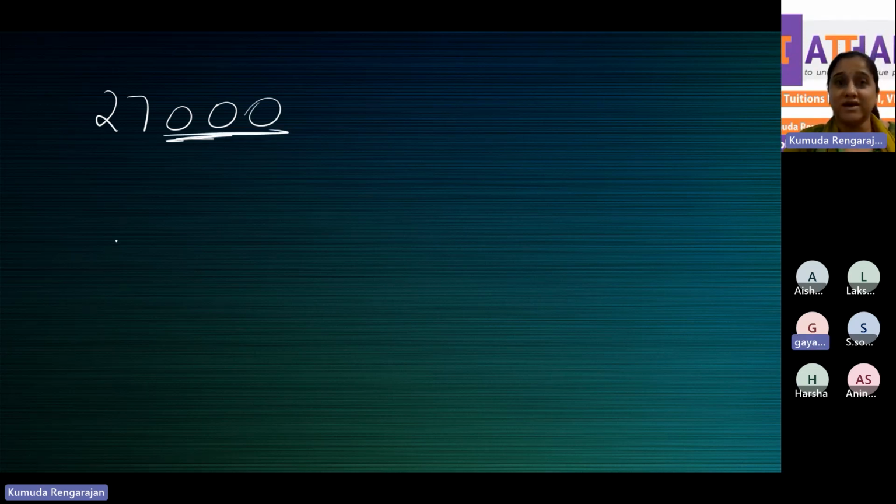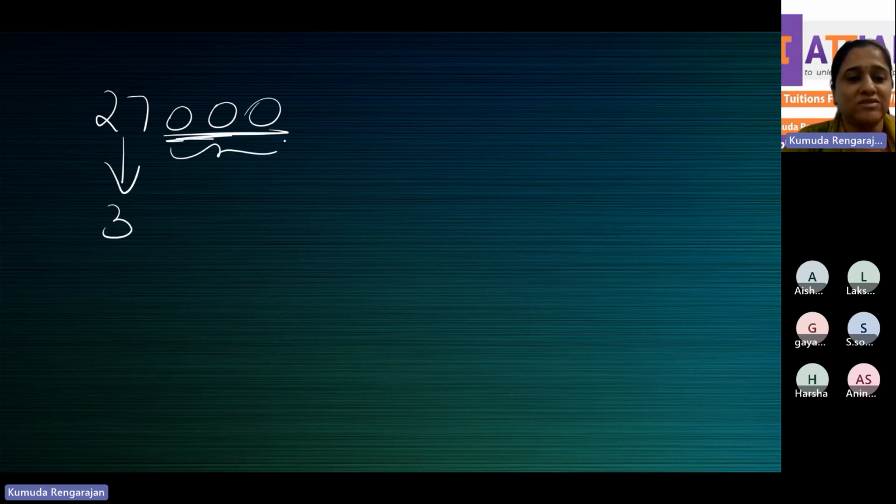And now tell me, 27 is a perfect cube, right? Is 270 a perfect cube? No, because it ends with 1 zero. Is 2700 a perfect cube? No, because it ends with 2 zeros. Is 27,000 a perfect cube? Yes, because the cube root of 27 is 3, and from 3 zeros, 1 zero comes out.